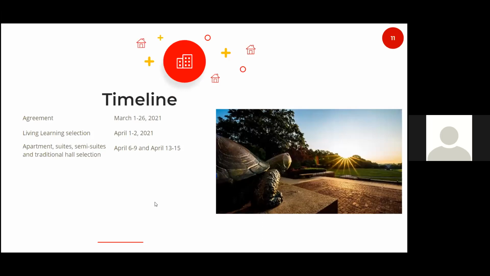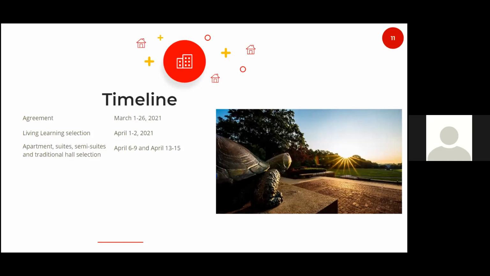Again, the timeline for the agreement is March 1st through March 26th at 4 p.m. Students who wish to return to their living learning program will be able to select April 1st through April 2nd. Each student will receive a shopping appointment for that time. If students want to make a group of 2 to join together, they will select whoever the group leader will be, and that group leader will select the space.